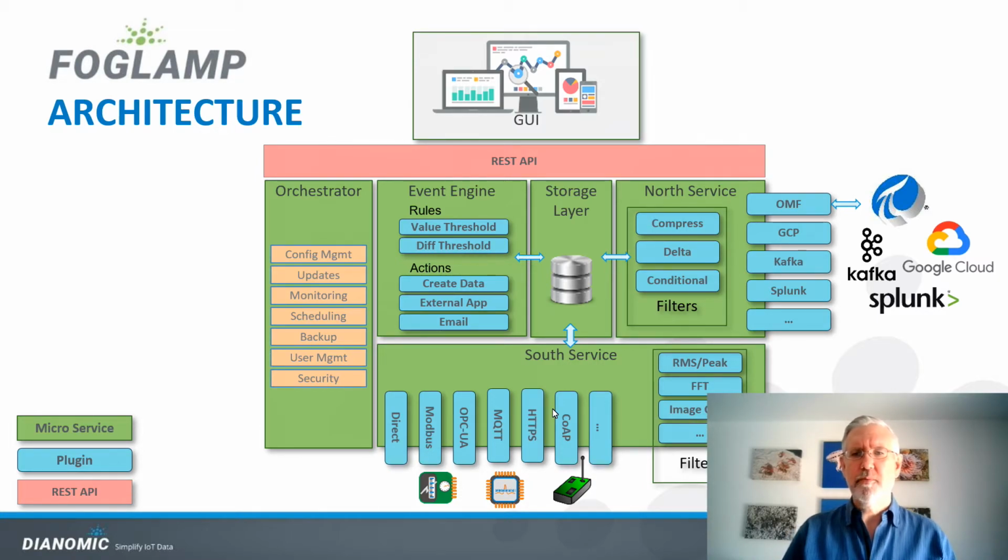The blue boxes are plugins, and so they're kind of a core concept in FogLAMP. The idea is there's many of these plugins that are available off the shelf, and so you can build pretty much everything with it.